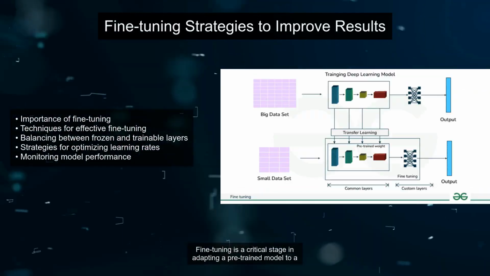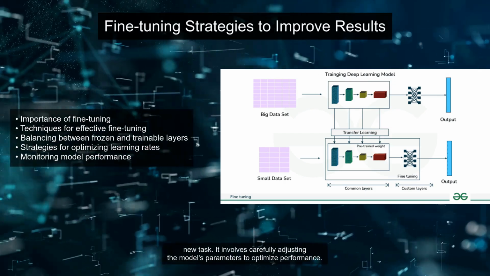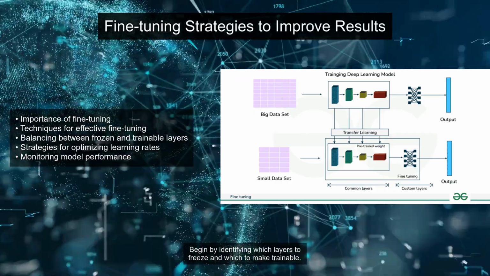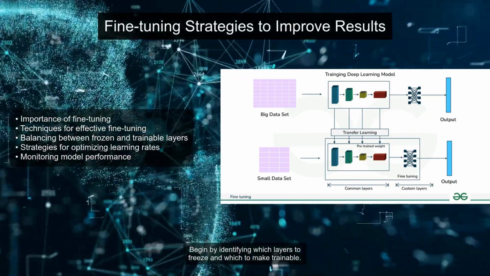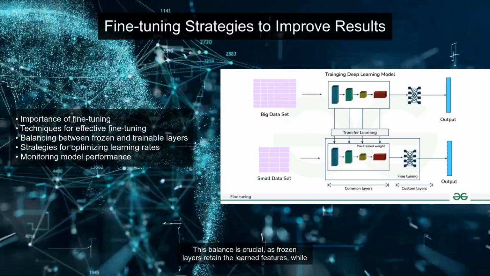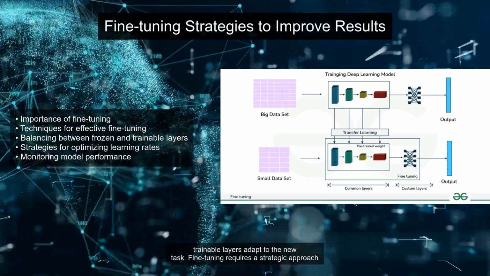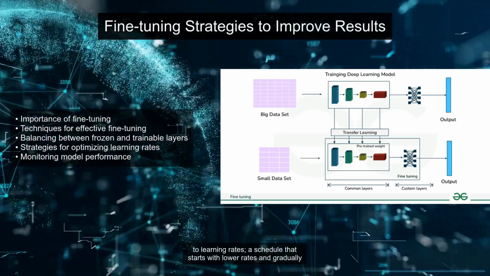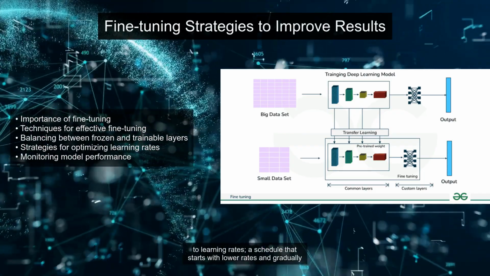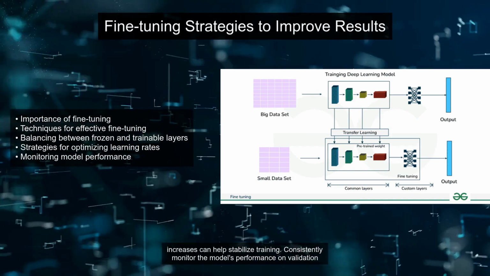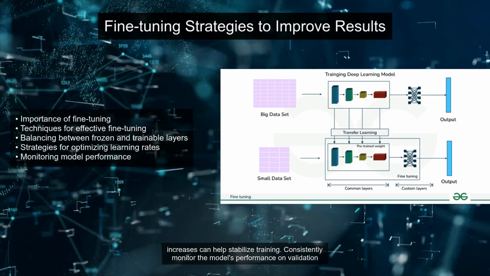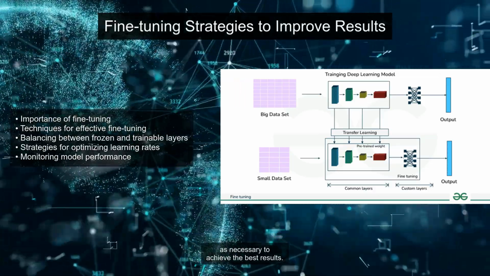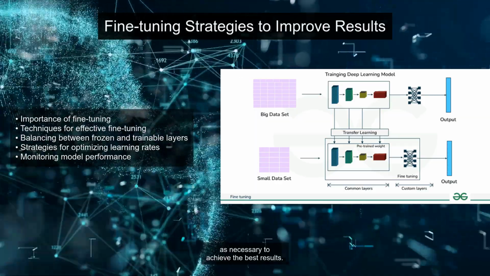Fine-tuning is a critical stage in adapting a pre-trained model to a new task. It involves carefully adjusting the model's parameters to optimize performance. Begin by identifying which layers to freeze and which to make trainable. This balance is crucial, as frozen layers retain the learned features, while trainable layers adapt to the new task. Fine-tuning requires a strategic approach to learning rates. A schedule that starts with lower rates and gradually increases can help stabilize training. Consistently monitor the model's performance on validation data to assess the effectiveness of your fine-tuning strategies. Adjust these strategies as necessary to achieve the best results.